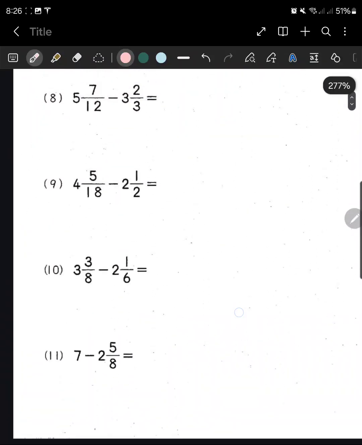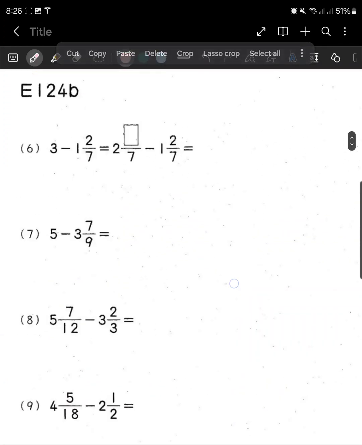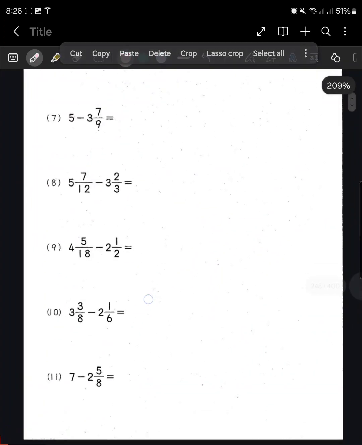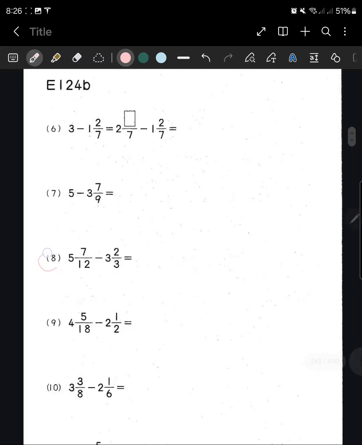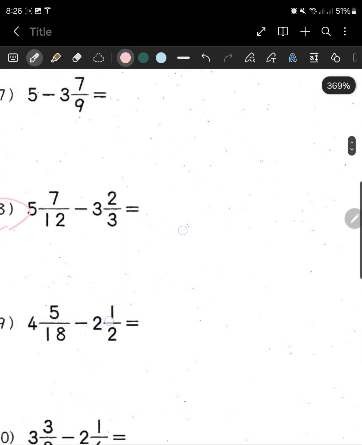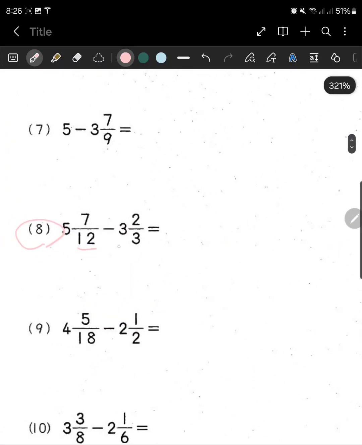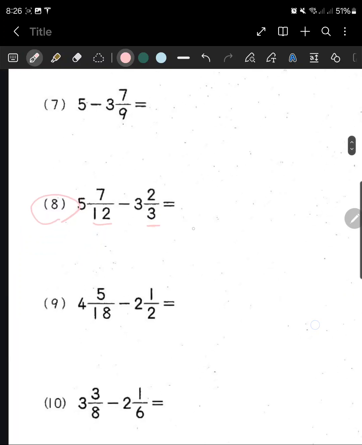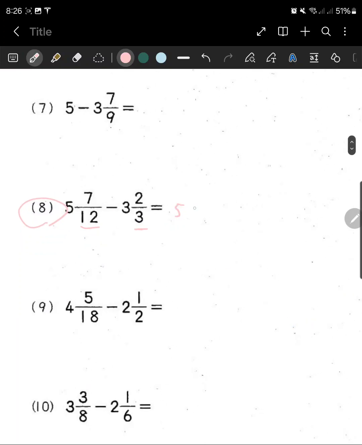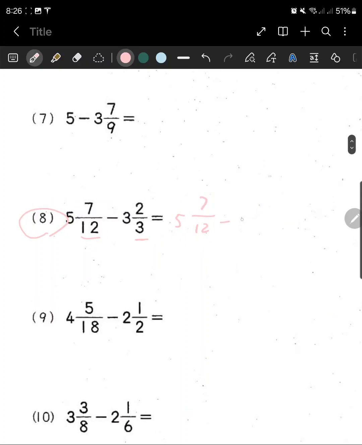All right, let's do a couple of more challenging ones since we know this concept pretty well now. Let's try question number 8 on page 124. So question number 8, 12 and 3. So LCM is going to be 12. So nothing changed. Actually, this one should be pretty easy. 7 over 12 minus 3. This is going to be 12. This is going to be 8.